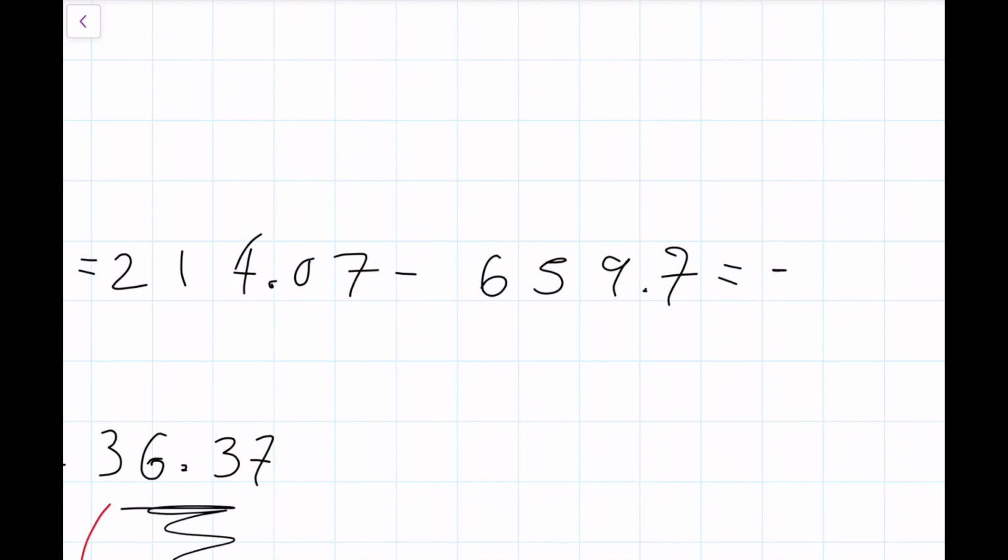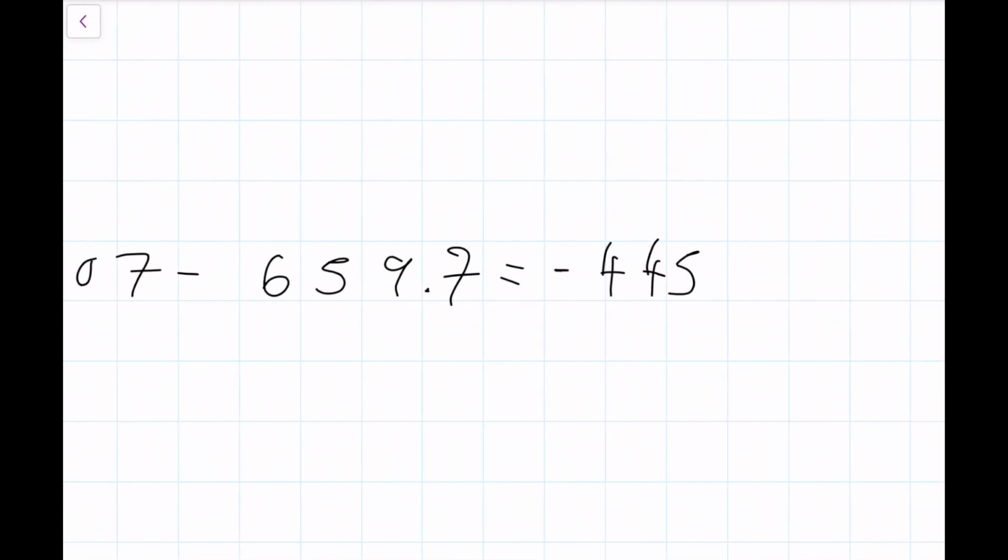Negative 445.63 kilojoules per kilogram. Okay, so this is out. Again, negative is just telling you that it's out. If you're saying that it's out, you don't have to use a negative if you don't want to. So now with this information, with the 445, we can go back to finding out our efficiency, right?